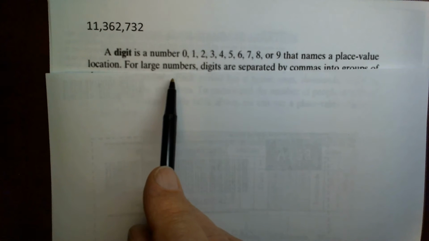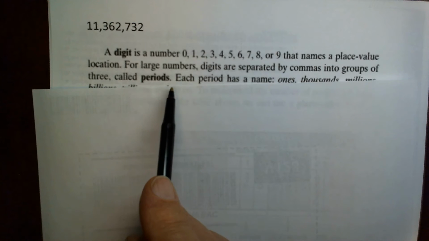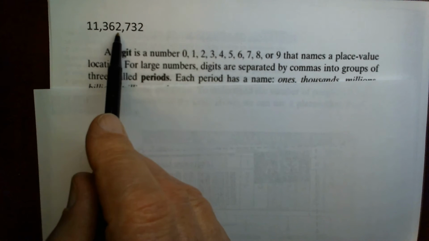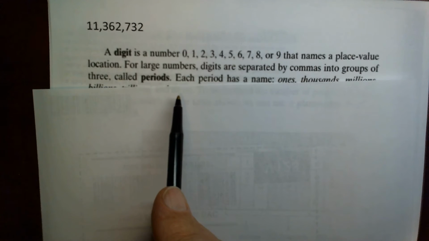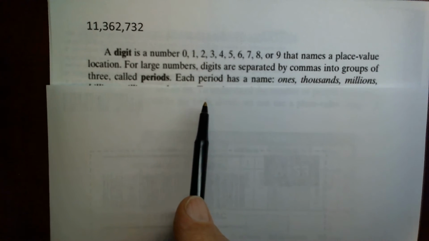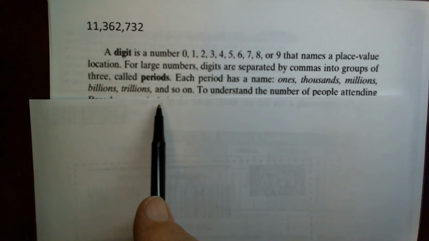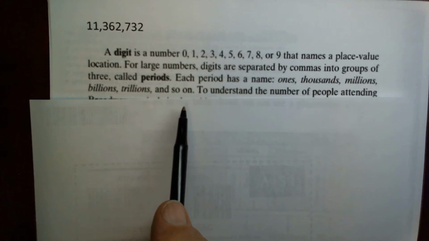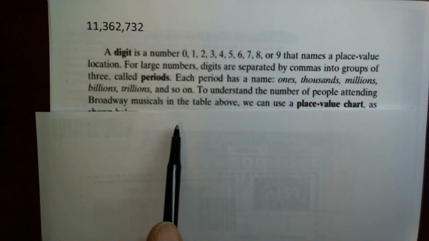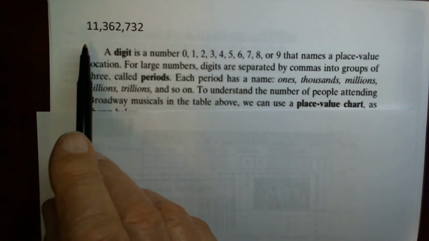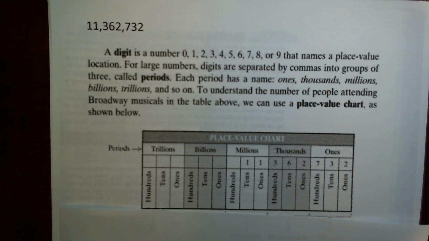So for large numbers, digits are separated by commas into groups of 3 called periods. Like here we have 2 commas and 2 groups of 3s. They're called periods, and each period has a name: ones, thousands, millions, billions, and trillions, and beyond. They gave an example of people attending a Broadway musical, and so this number appeared in there. So we use a place value chart, and it looks like this.